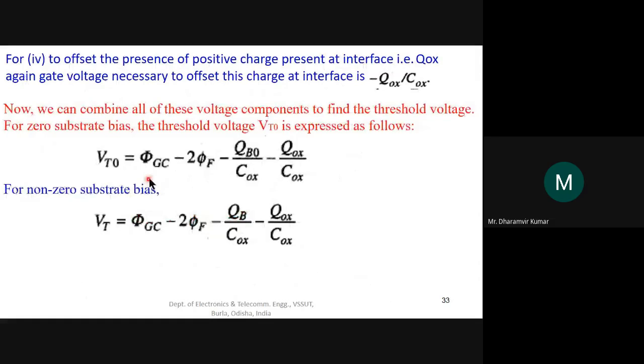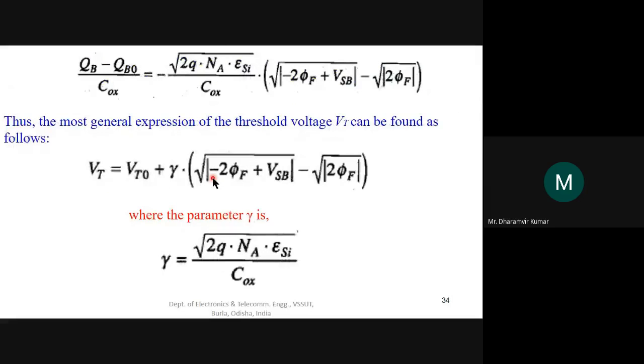Vt naught is this one, and there are dependencies on C oxide also. It is inversely proportional to C oxide, and it is directly proportional to Na and VSB.